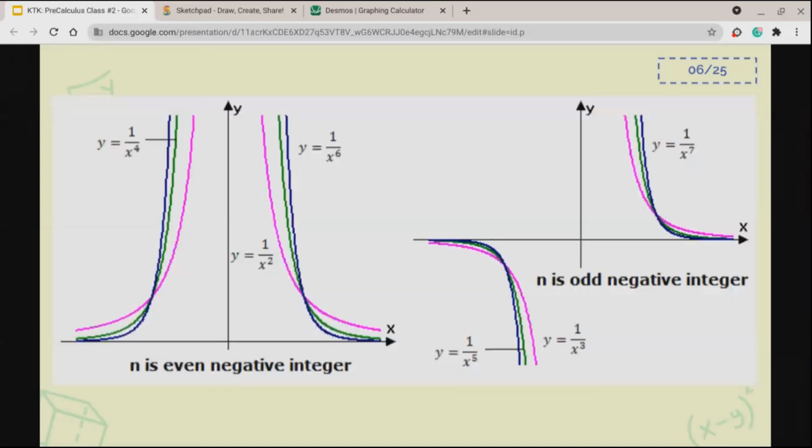We also have another representation of these sorts of functions where we have n as a negative even integer, and n as a negative odd integer. And this is actually a rational function. We're going to be going over that in part 2.